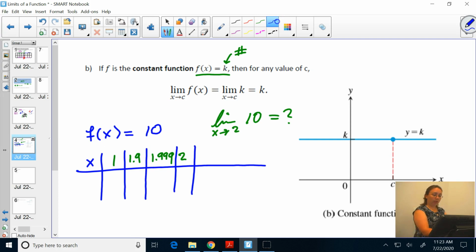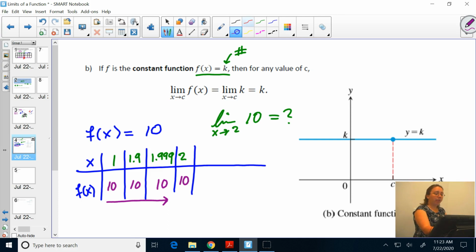Well, according to the function, for each of these x's, no matter what x we plug in, the answer is 10. So each of these has an answer of 10. So our limit, as x approaches 2, what is the function value approaching? Well, the function value is constant, meaning that no matter how far or how close to 2 you come, you will always be approaching the same value, 10.